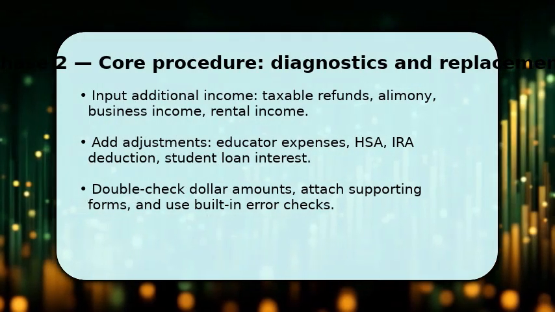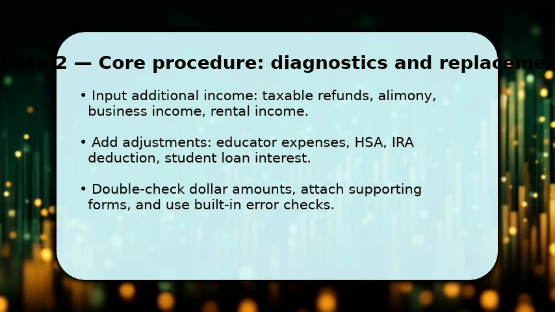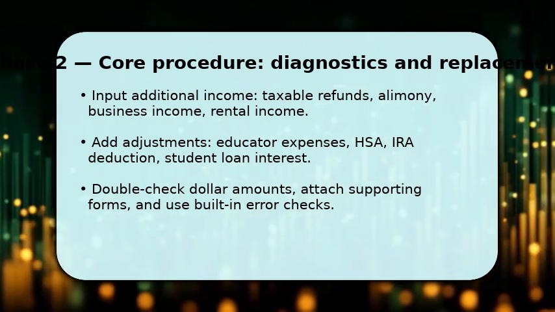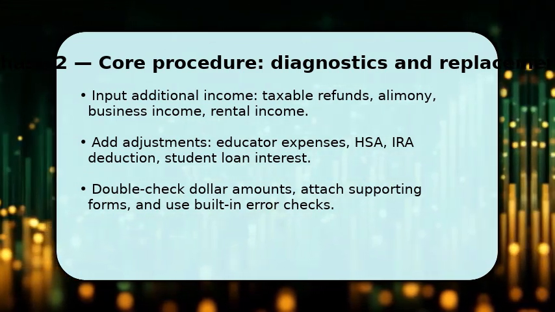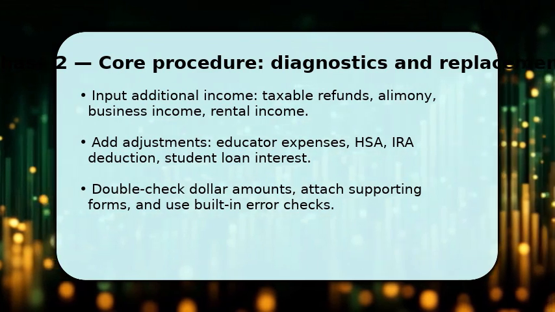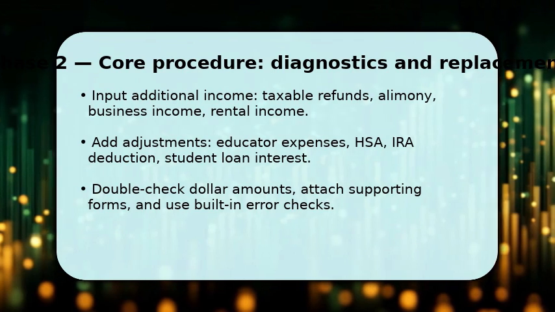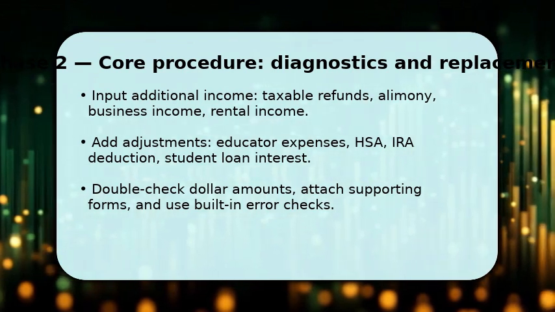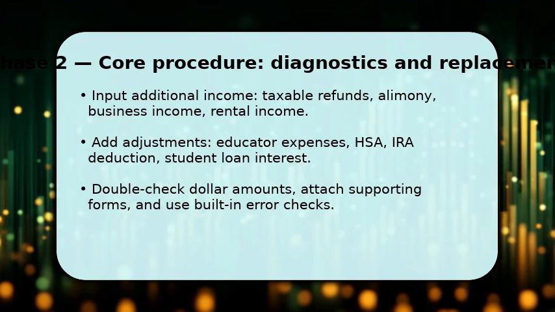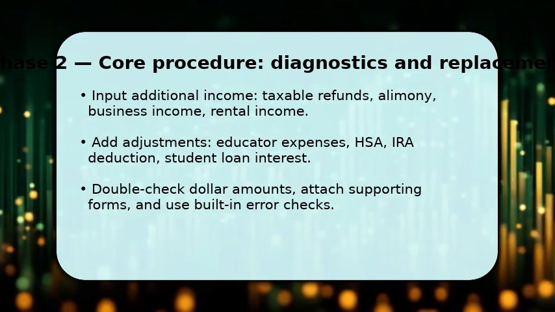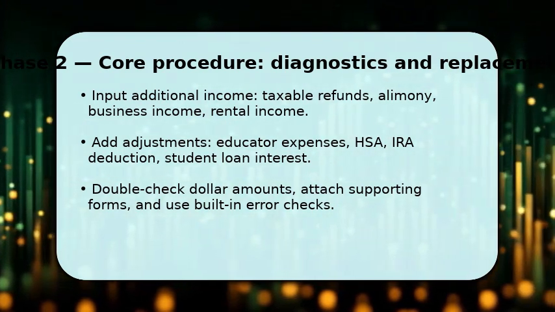Enter additional income lines one by one, like taxable refunds, business or rental income, and 1099 entries. Label each source clearly. Then, input adjustments: educator expenses, HSA contributions, IRA deductions, and student loan interest, explaining your calculation in the notes field when prompted.